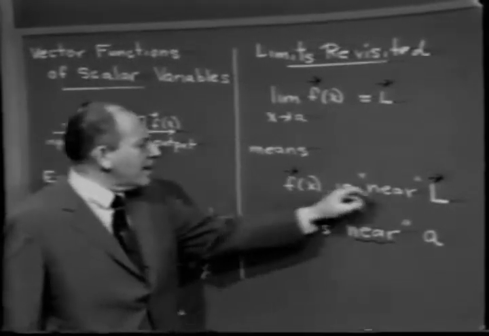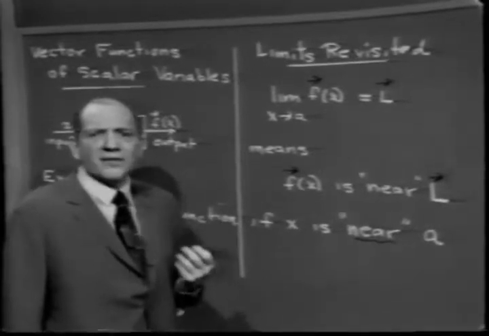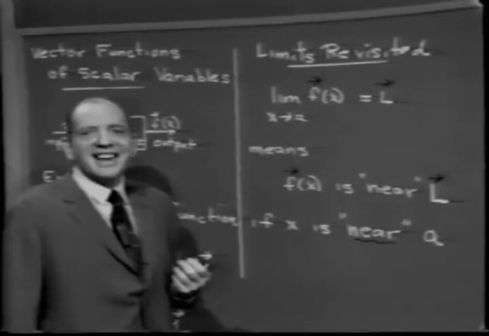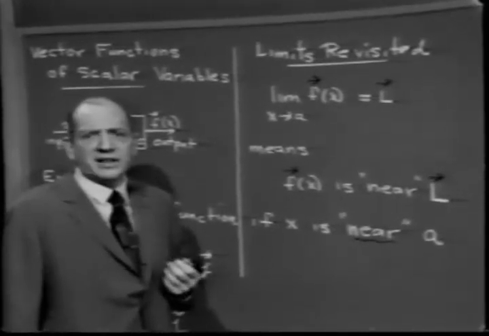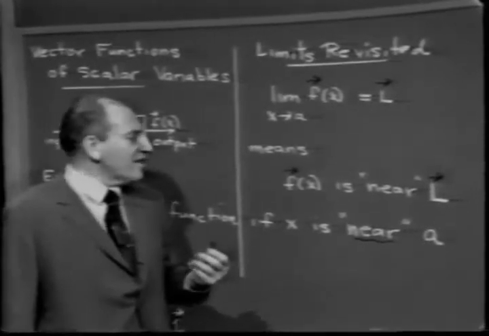The question that comes up now is twofold. First of all, does it make sense to say that f of x is near L? Does that even make sense when you're talking about vectors? The second thing is, if it does make sense, is it the meaning that we want it to have? Does it capture our intuitive feeling? Let's take the questions in order of appearance.